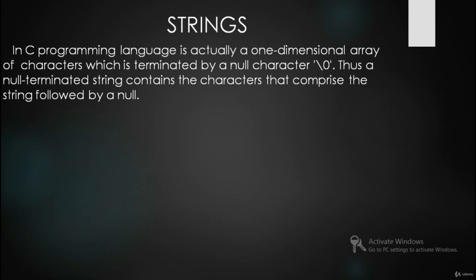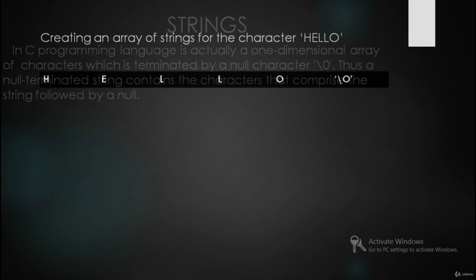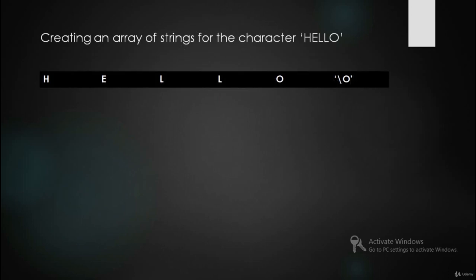Hi, in this section, we are going to learn something about strings. In the C programming language, a string is actually a one-dimensional array of characters which is terminated by a null character denoted by backslash zero. Thus, a null-terminated string contains the characters that comprise the string followed by a null. So, for instance, when we are creating an array of characters for the word hello, we have an array of size 6. Let's count them: 1, 2, 3, 4, 5, and then 6. This is the null terminator, which terminates the string.